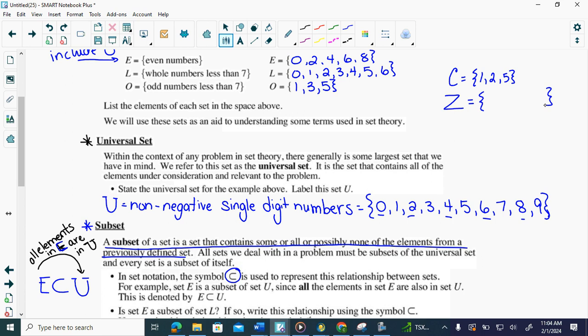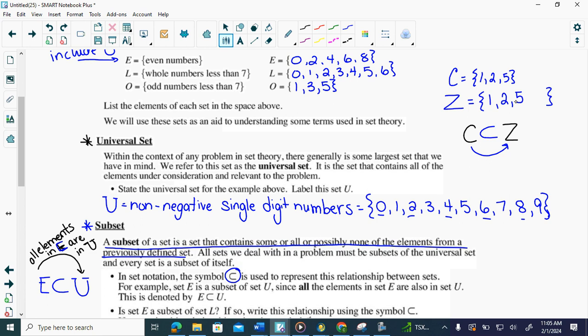Don't know what those are, but there's some set Z. And then I say to you, okay, well, just so you know, C is a subset of Z. So that means all the elements in C have to be in Z. We agree? So what elements are in C? 1, 2, and 5. We agree? So they have to be in Z as well. So if this is a true statement, if C is a subset of Z, Z has to contain at least 1, 2, and 5. We agree? That's all it has to contain, actually.